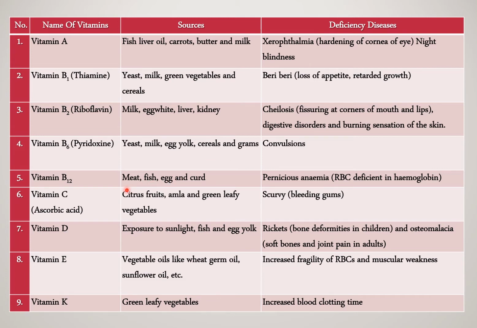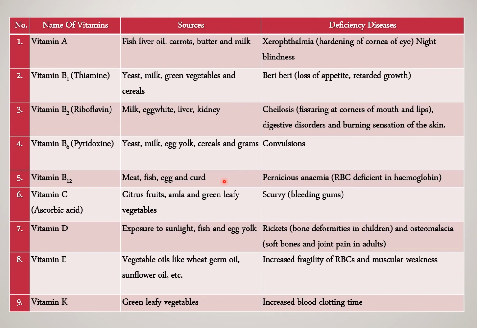Vitamin B12, its deficiency causes pernicious anemia. That is, there will be a hemoglobin deficiency with low RBC count, and this problem could also be sorted out by taking vitamin B12 regularly from eggs, curds, fish, meat, etc.